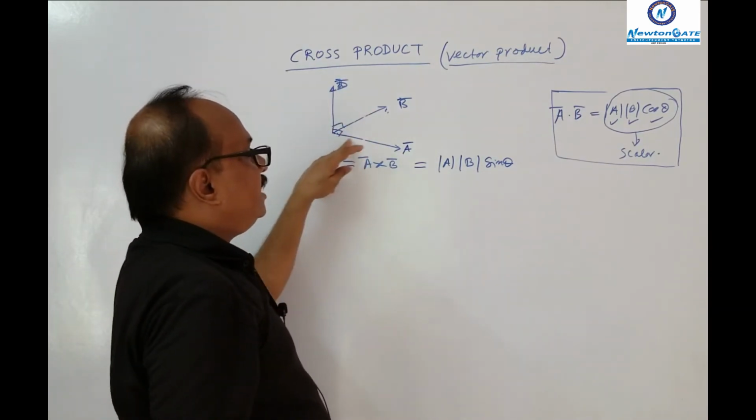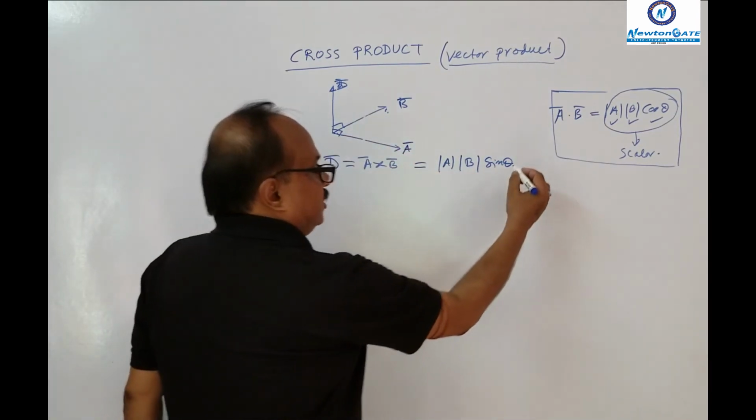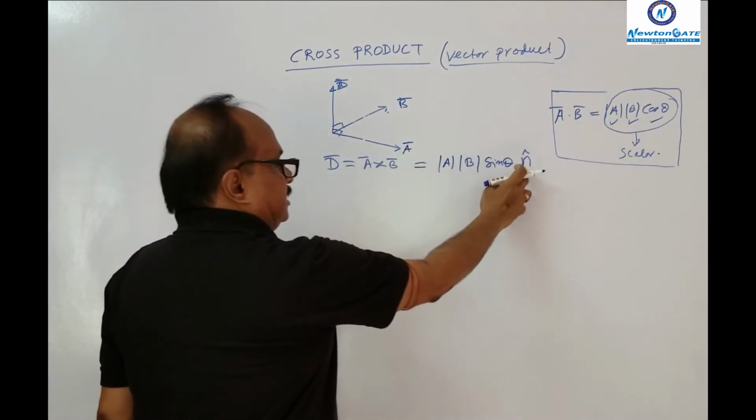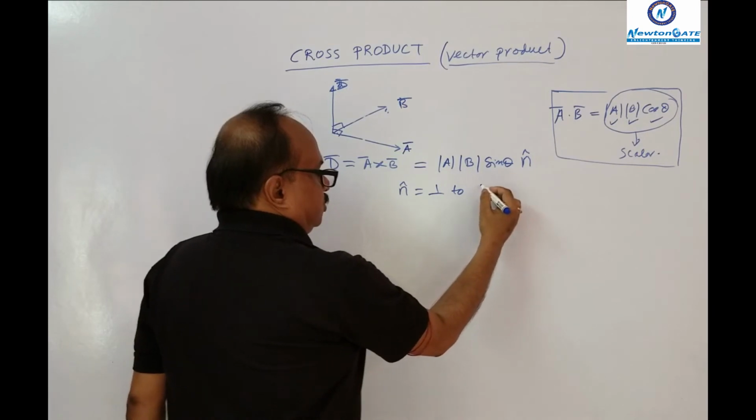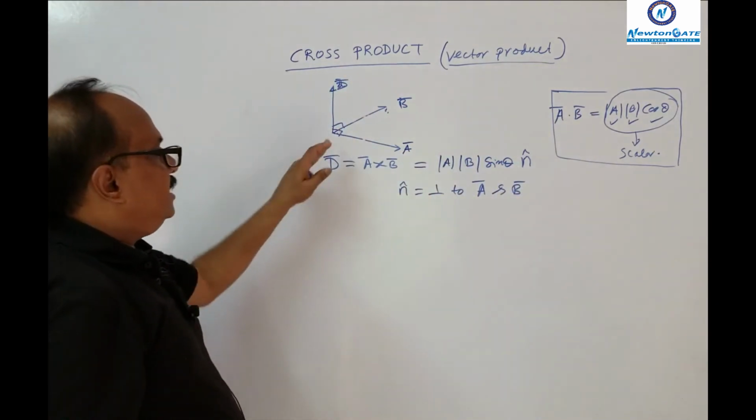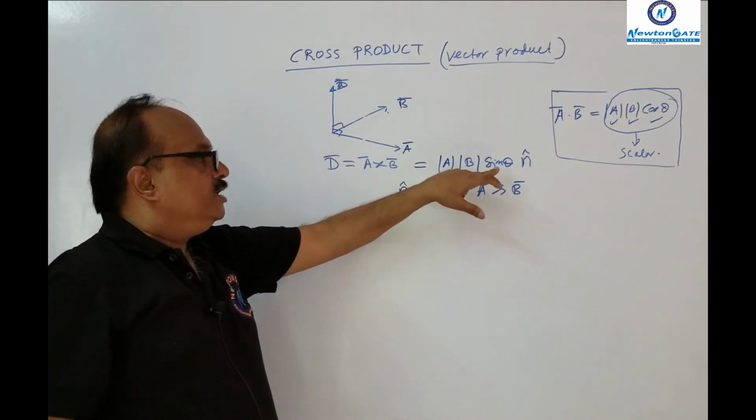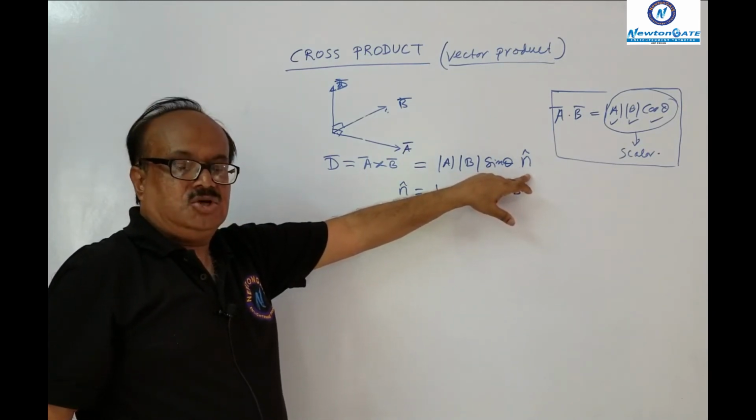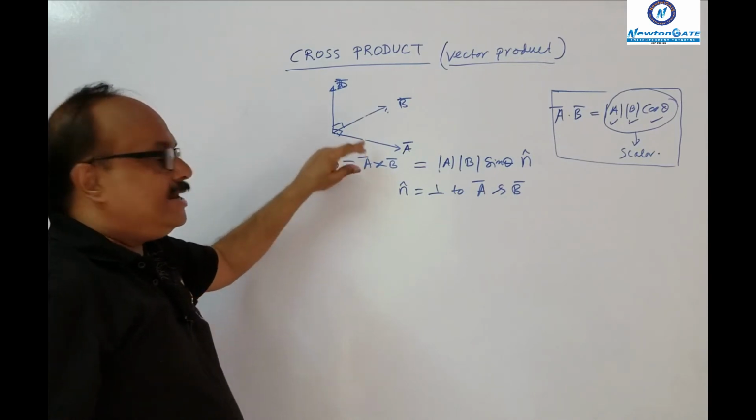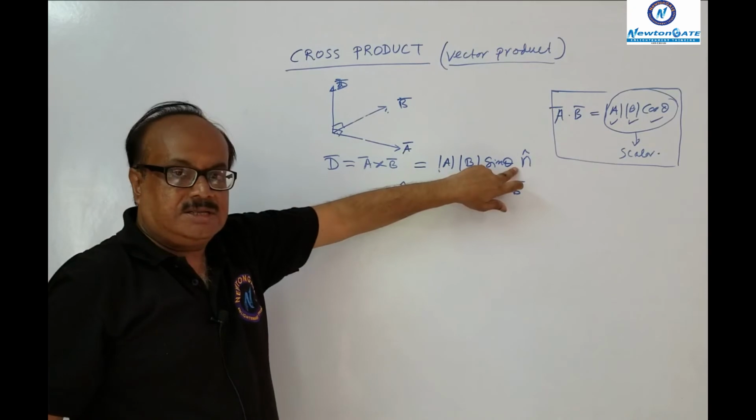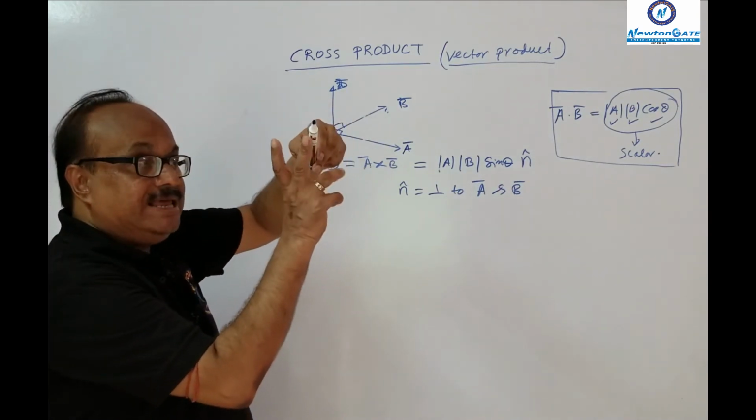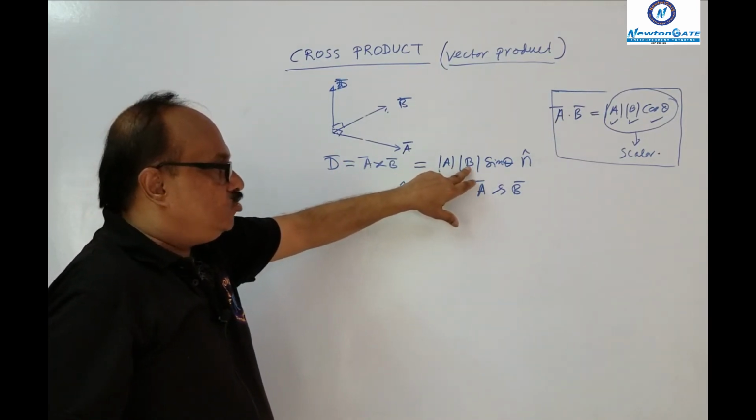Then, as I told you, the result is a vector perpendicular to A and B, so how can you do it? You just multiply it by a unit vector. This is the N vector, which is perpendicular to both A and B vectors. That much times N will give you this vector, the D vector. So A cross B is magnitude of A, magnitude of B into sine theta, times the direction of that vector, which is perpendicular to A and perpendicular to B. If I write vectors A and B on the board, then the N vector is perpendicular to the board. And the magnitude, the length of the vector, will be A into B into sine theta.